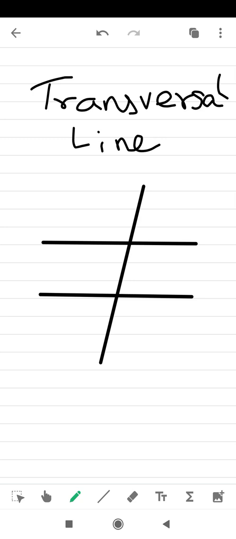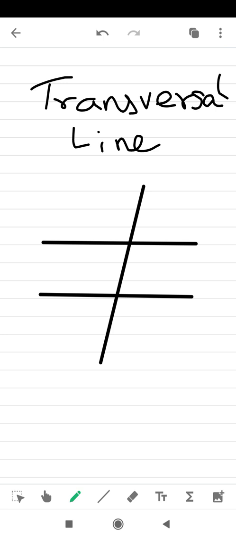Today we are going to see transversal line and its properties. What is this transversal line? A transversal line is drawn transversely, not somehow slanting, and it cuts more than two lines. If it cuts more than two lines, we call it a transversal line.